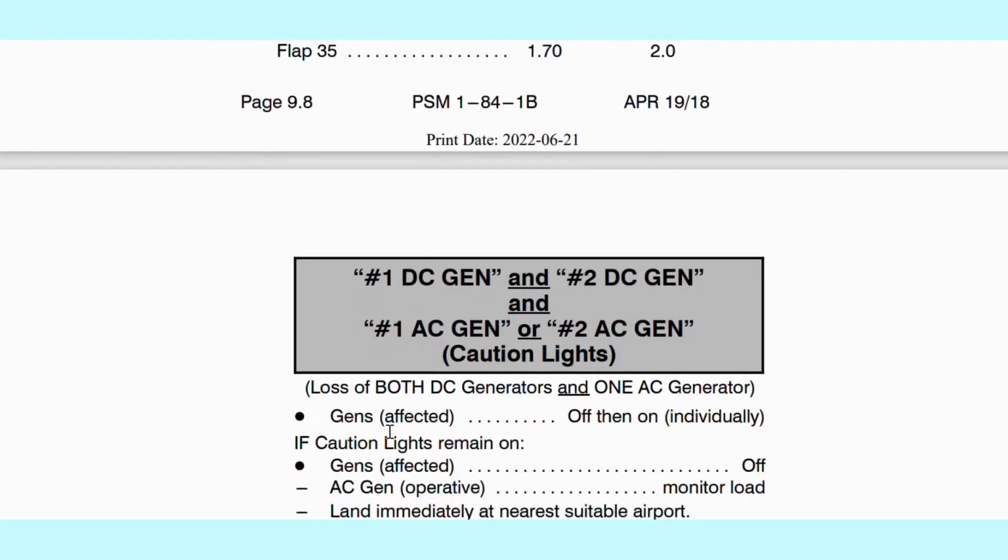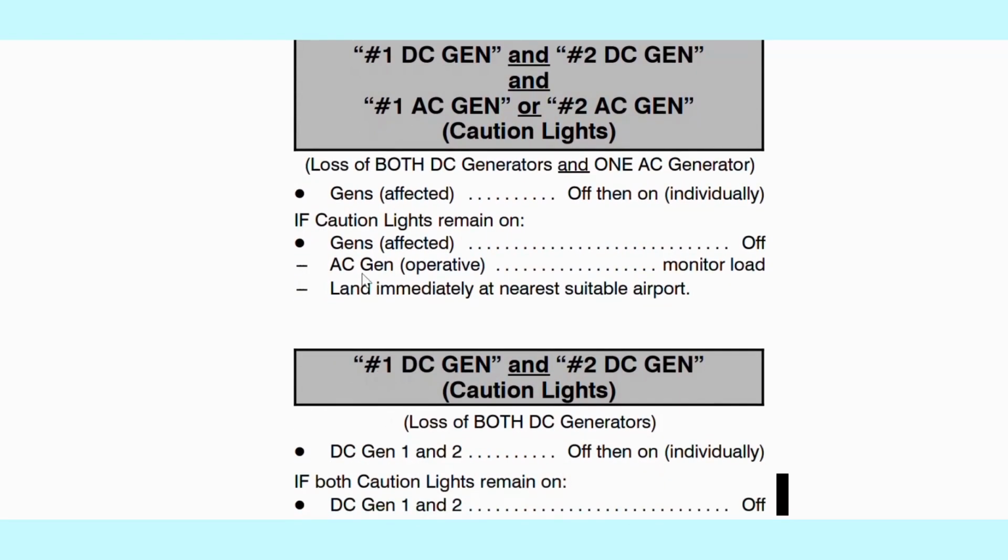Right, in the next one, now you will lose both DC generators and one AC generator. So when this happens, it says land immediately. Can you see that? Not land at the nearest suitable airport, but land immediately, meaning in this case, come back if you're near the departure, divert immediately to a suitable departure alternate aerodrome, or if you're near the destination, go and land immediately without any delays. That's very, very important.